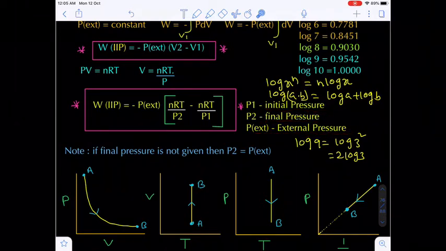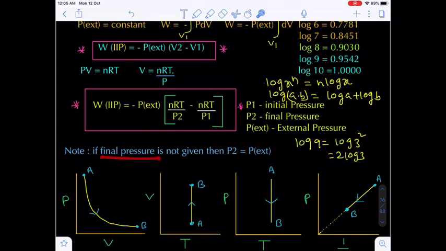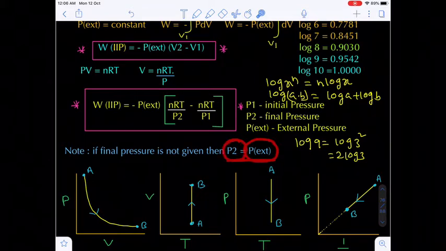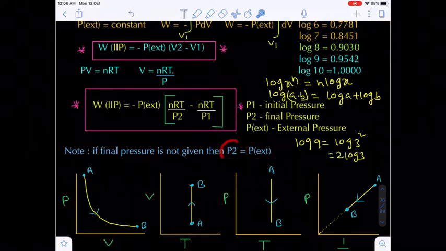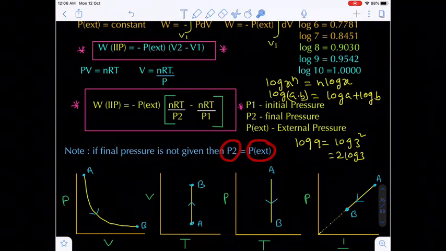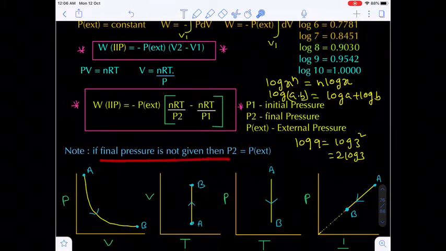Remember, in most questions the final pressure is not given, but the external pressure is given. If the external pressure is given, that is considered to be the final pressure, which is nothing but P2. Otherwise, in some questions the final pressure is given and P external is also given, then we have to consider P external different from the final pressure. If the final pressure is not given, that is assumed to be the external pressure.